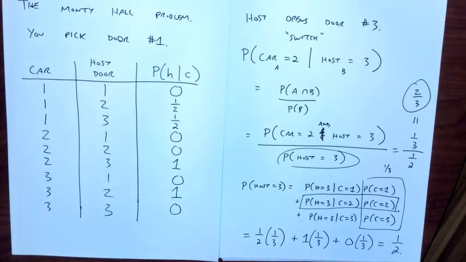So this problem's been around forever, and it created a huge amount of debate. There was a newspaper columnist, Marilyn Vos Savant. She used to publish in Parade magazine. I remember when I was a kid, there would be a weekly brain teaser. So she gave the Monty Hall problem, and she laid it out almost exactly like this, and said, okay, well, you should switch.